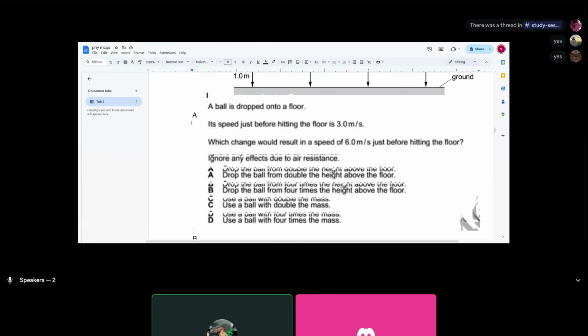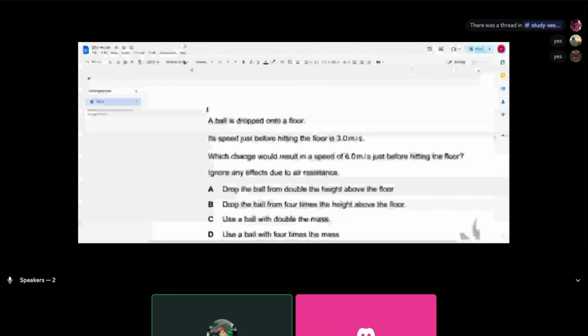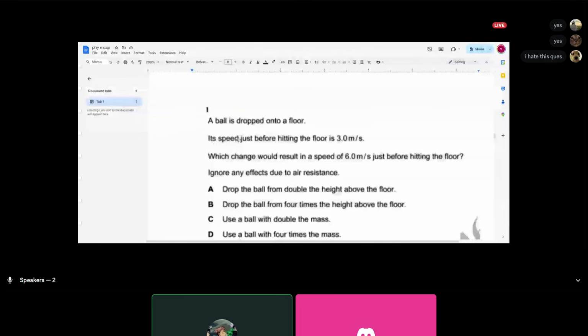All right, this is a similar principle. A ball is dropped onto a floor. Its speed just before hitting the floor is 3 meters per second. Which change would result in the speed of 6 meters per second before hitting the floor? All right, guys, so I just gave you a formula. Can you see this one? Yes, B is correct.